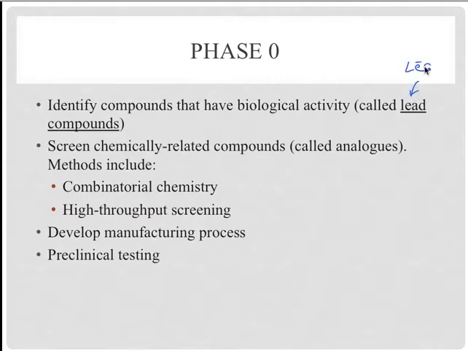So in phase 0, we're going to identify compounds that have biological activity. We're going to screen chemically related compounds. These are called analogs. And these methods include combinatorial chemistry. This is where we can synthesize compounds that are related to the lead compound, and we do that in a high throughput way, meaning many compounds in a short time frame. So you're making a lot and screening them very quickly.